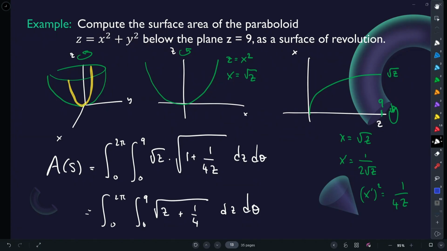Let me stop here. Do you have any questions of how I'm setting up this integral as a surface of revolution? Yes.